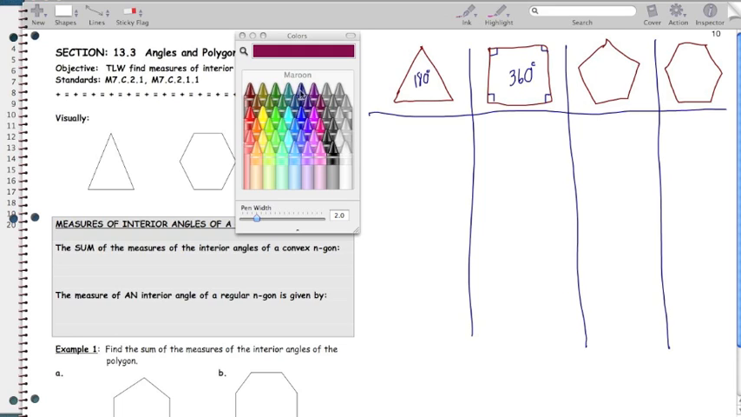I'm going to make a few rows here. This first one is going to represent our number of sides. Then we're going to have our number of triangles, and you'll see what I mean in a second. And then we'll list our total interior degrees, so the ones on the inside. So we'll make 3 rows here.